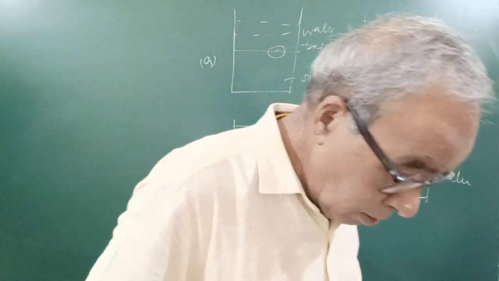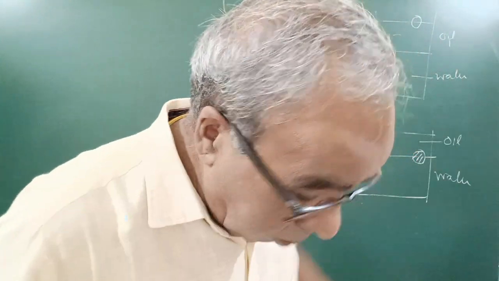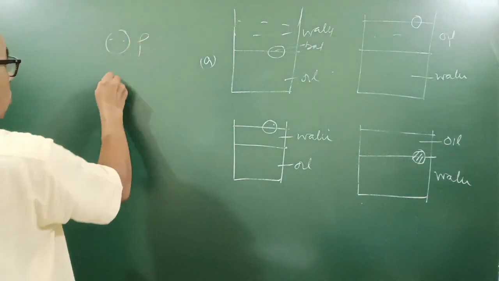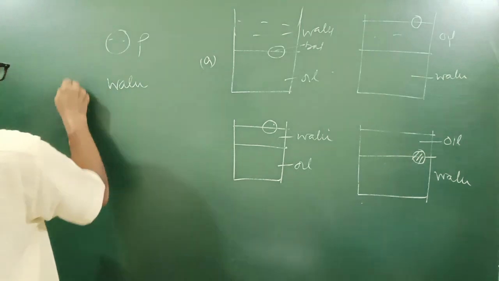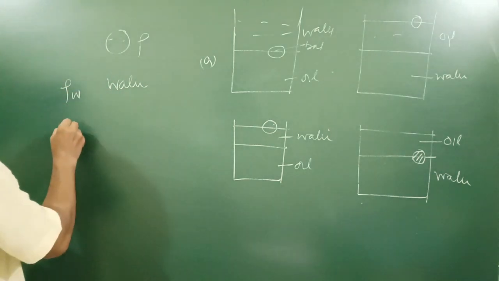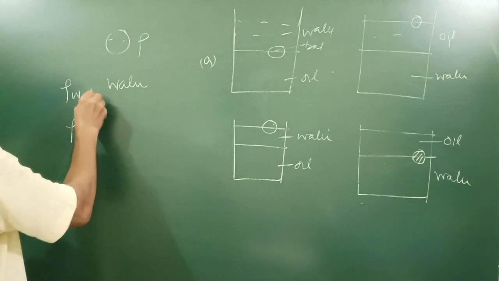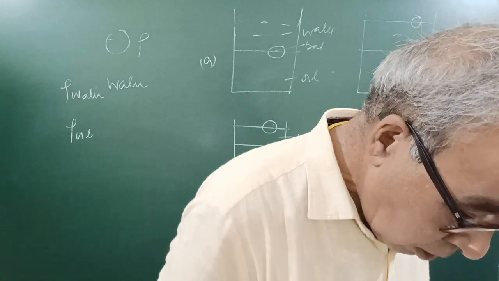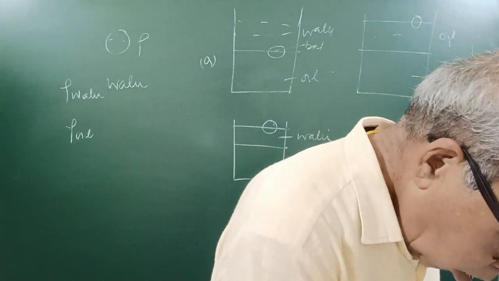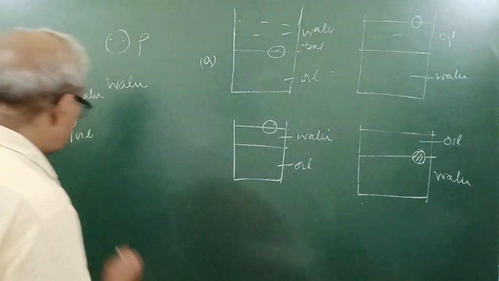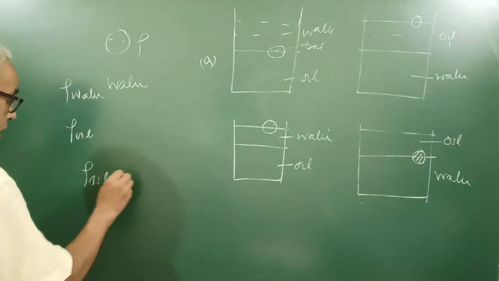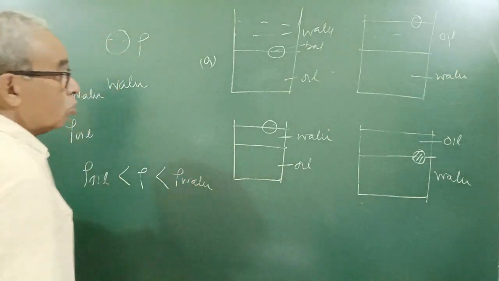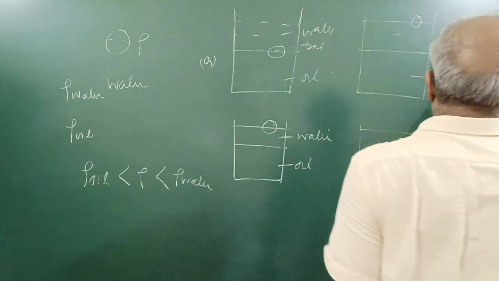So here you are asked, a ball made of material of density rho. Density of ball is rho, water density rho water, and that of oil rho oil. You are given like this. So a ball is made of density rho, where rho oil is less than rho, which is less than rho water. So which of the following diagrams is correct?